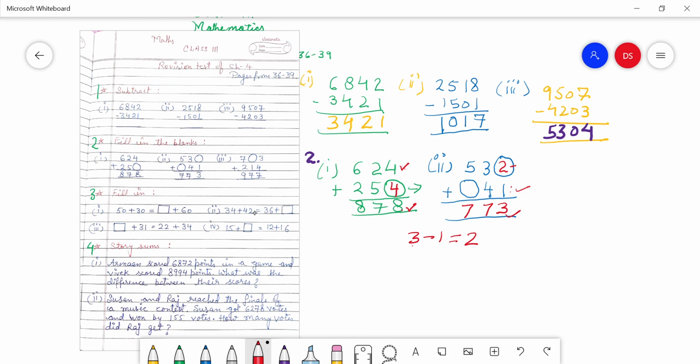And the third line. Here again there is a blank on the second number. The first number is 5 and the answer is 7. So we will subtract the first number from the answer. The answer is 7 and the first number is 5. In this way we will get the second number. 7 minus 5 is 2. And you can check also: 5 plus 2 is 7.